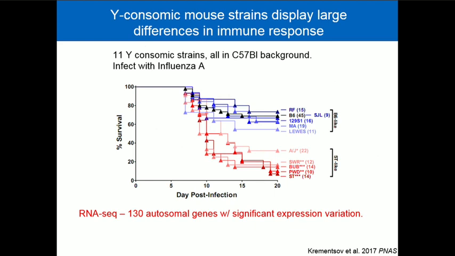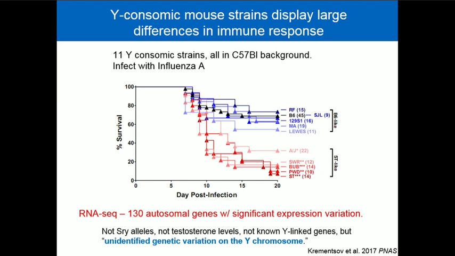And they found 130 genes that were affected that were on the autosomes, most of which had nothing to do with immune response. And so they thought, okay, that's not terribly informative. They did find a couple that they could sort of argue were related to the immune response. But they also then ruled out, okay, it's not SRY, it's not testosterone level, because that doesn't correlate with this. There are no other known Y-linked genes that have it. So it's just something else on the Y chromosome that's giving this bizarre effect. And that's how they left it.